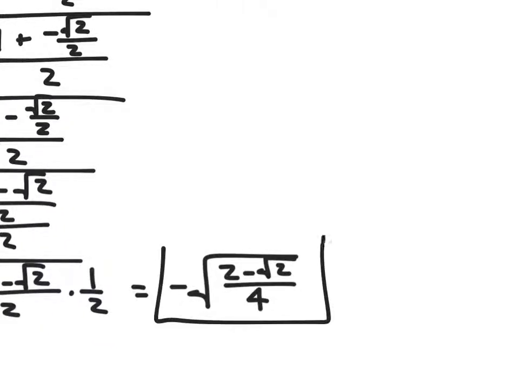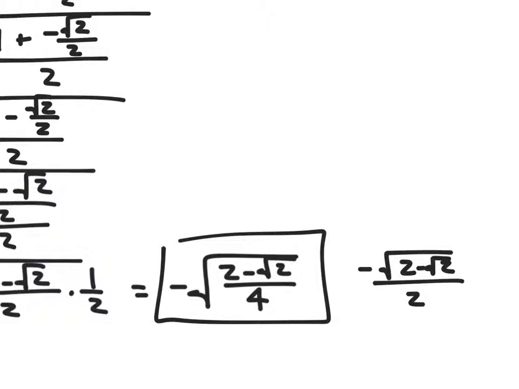If you wanted to rationalize your denominator, then you'd get negative square root of 2 minus square root of 2 all over 2 would be another way to do it, taking the square root of 4 down here. All right, and that's that.